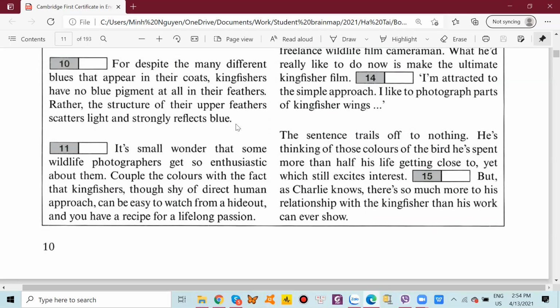For despite the many different blues that appear in their coats, kingfishers have no blue pigment at all in their feathers. Rather, the structure of their upper feathers scatters light and strongly reflects blue. Here, you have the phrase: blues appear in their coats.